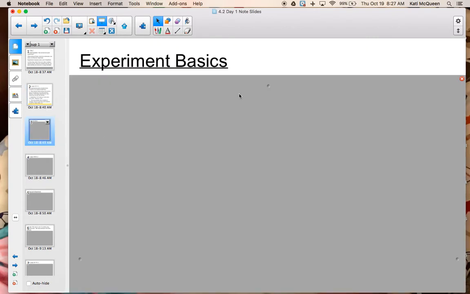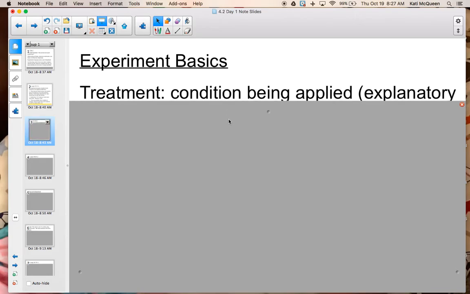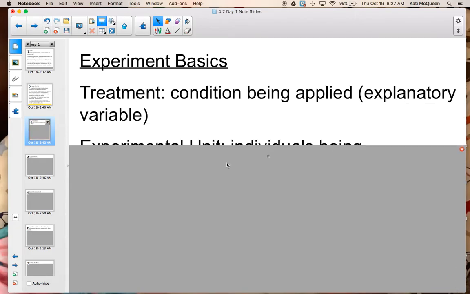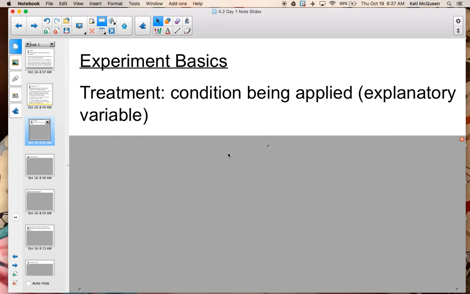All right, so some of the very basic experiment vocabulary here. So a treatment is the condition that's being applied. This is your explanatory variable. This is what you are assigning your subjects or experimental units to do. So sometimes this is like a medication. Sometimes maybe I'm assigning people to do a specific type of exercise or meditation. It could really be anything. Just what are you doing?